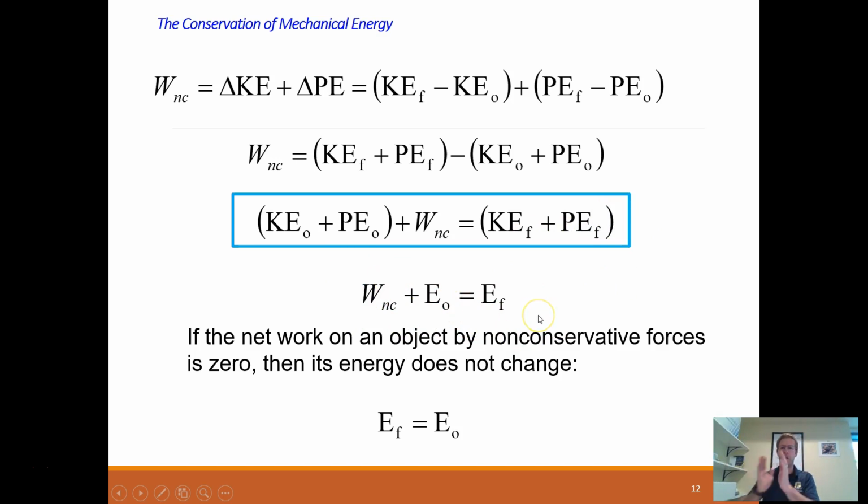But always, every time you're going to do a work energy problem, start here. What energy do I have to start with? What energy do I end up with, and what work is being done by non-conservative forces? Okay, so always start here. Do you have initial potential energy? Do you have initial kinetic energy? Do you have work being done by non-conservative forces? Do you have final kinetic energy? Do you have final potential energy?